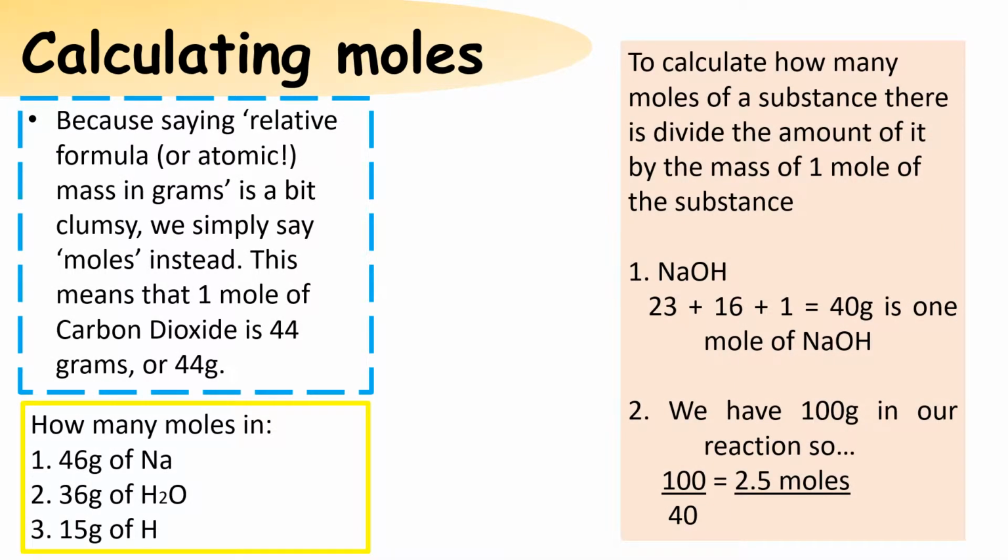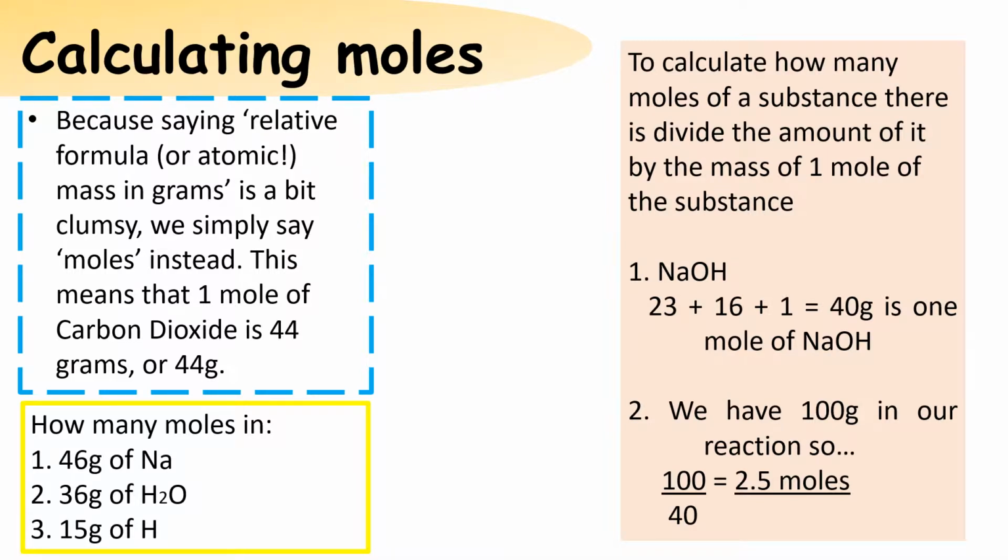Because saying relative formula or atomic mass in grams is a bit clumsy, we simply say moles. So, if we are given a certain mass of a compound and you're asked how many moles it is, you simply work it out by taking the mass that you were given and dividing it by the mass of 1 mole of that compound.